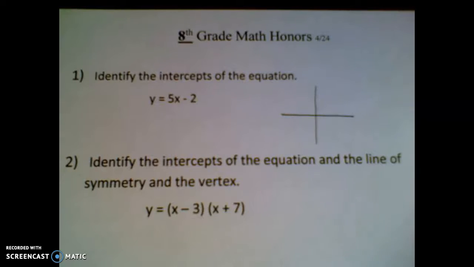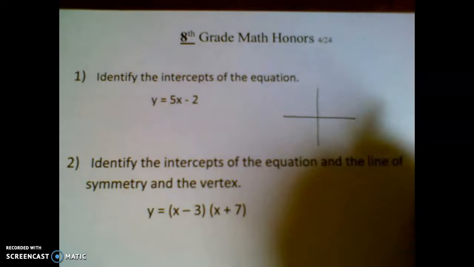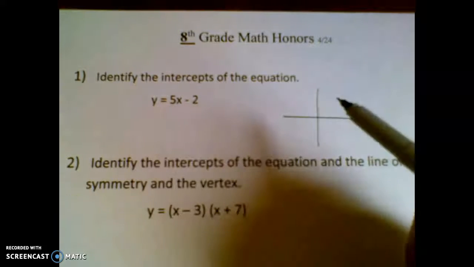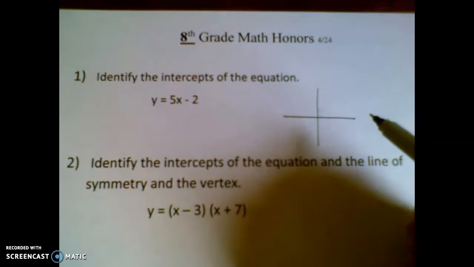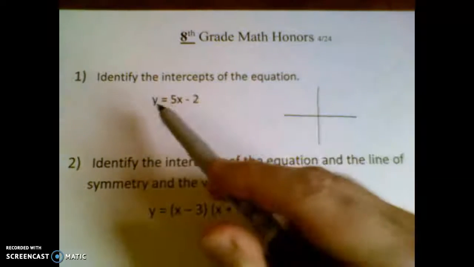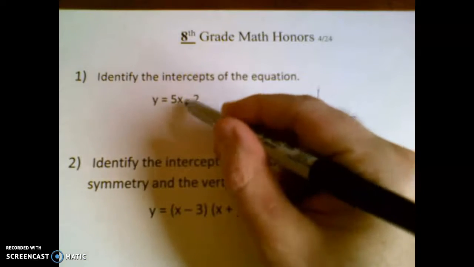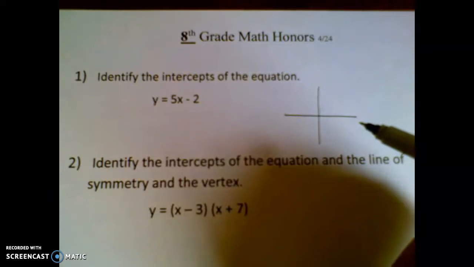Here are the answers to warm-ups on April 24th. It says for number 1, identify the intercepts of the equation. This is a linear equation, which means we'll have one x-intercept and one y-intercept in most cases. And as we hopefully recall, the number on its own without a variable always tells you what the y-intercept is.